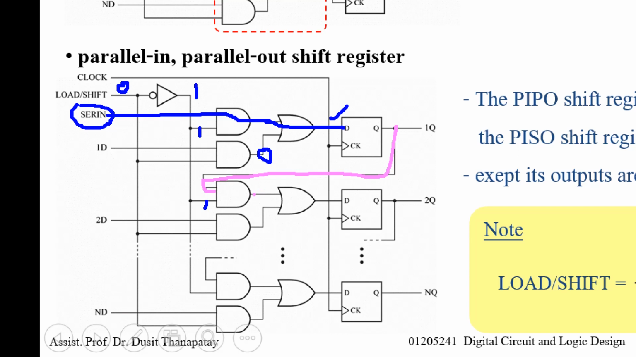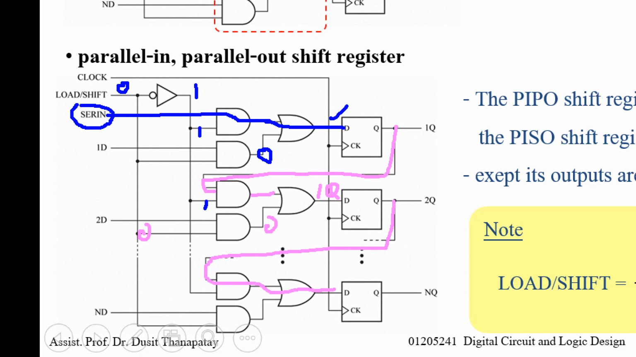So it's 1Q at here, and then it becomes 1Q at here, because this point is 0, right? It becomes 0 at here, and so on. This one also: this output then feeds to the next input.